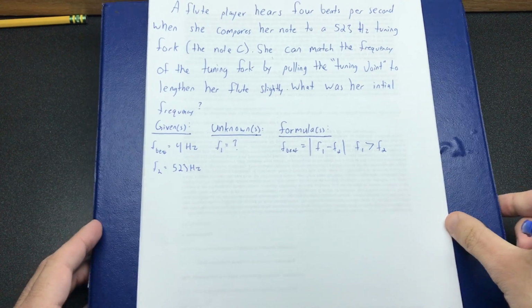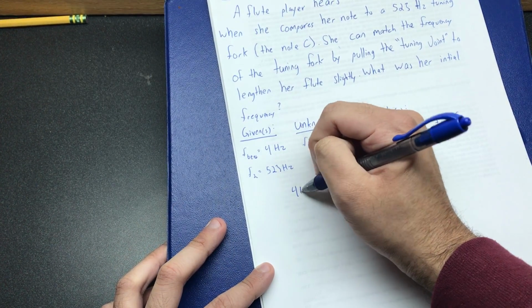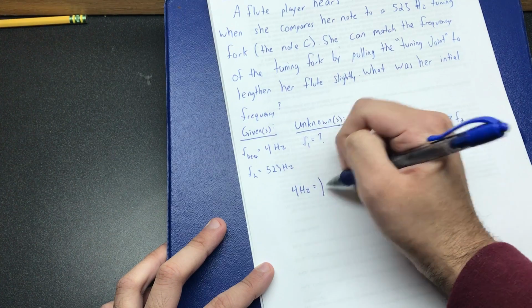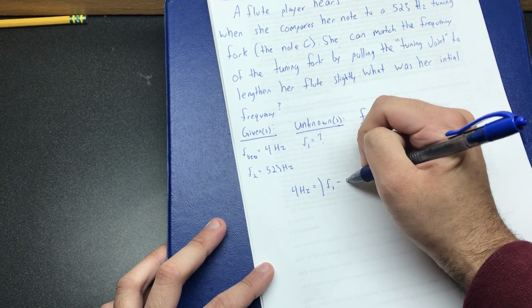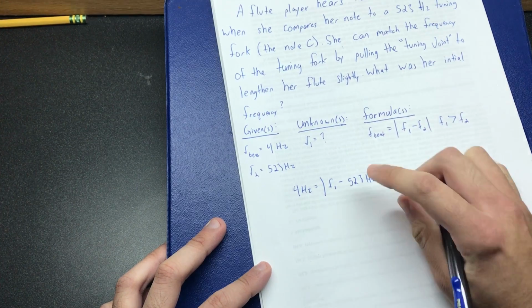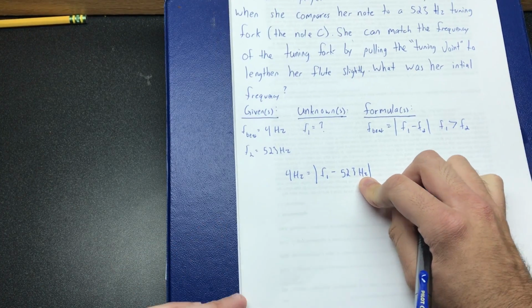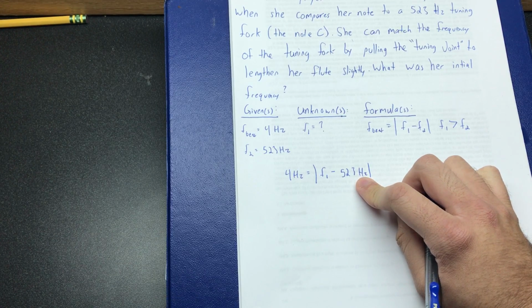I'm going to be plugging and chugging into the formula right here. So f sub b, 4 hertz, is equal to the absolute value of f sub 1 minus 523 hertz. With all absolute value equations, we always get 2 answers. So therefore we must set up 2 equations.